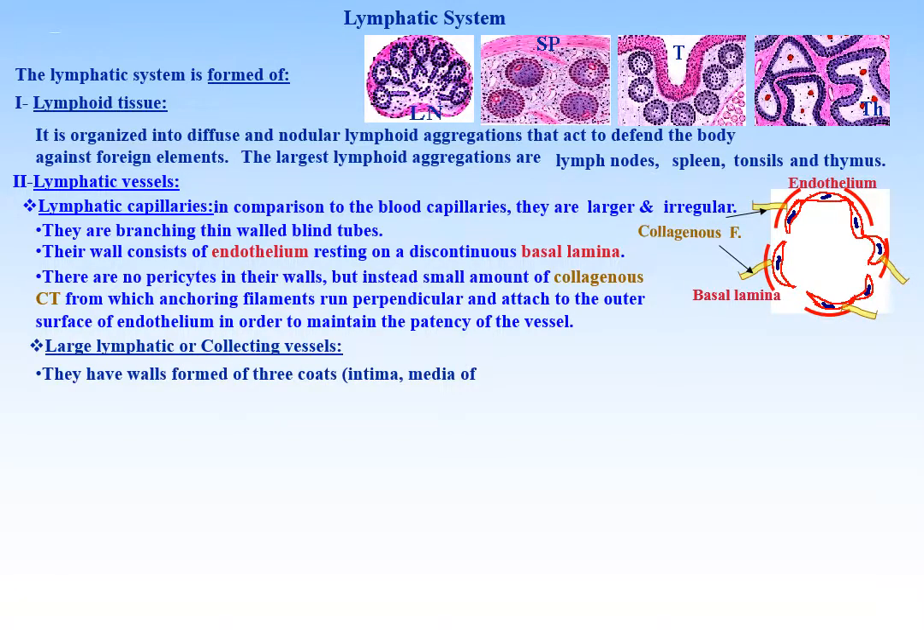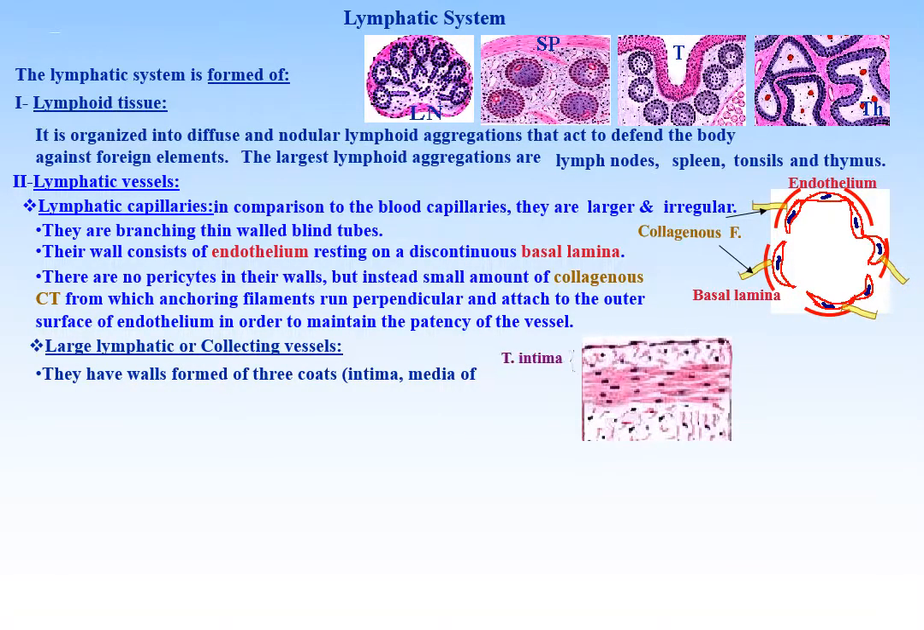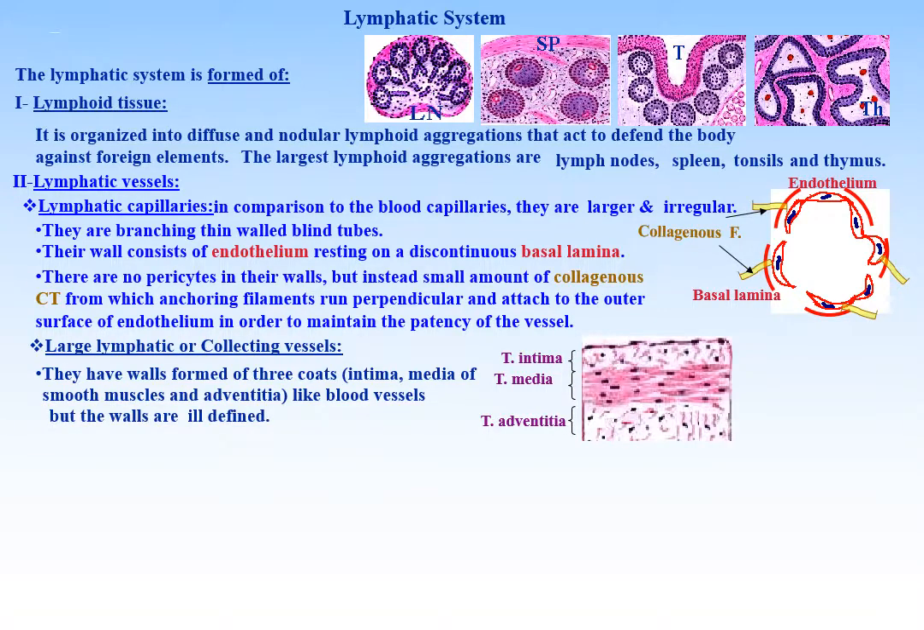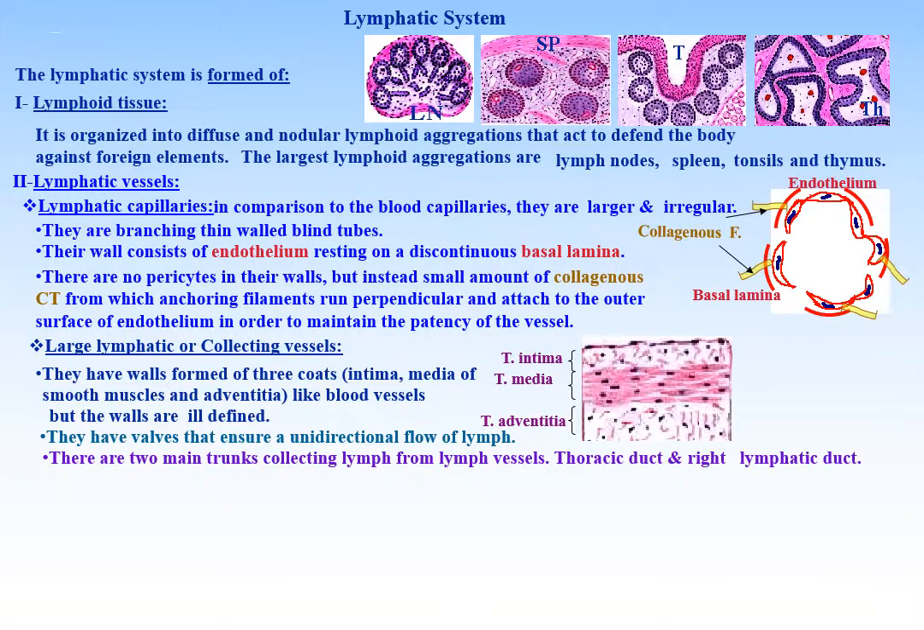the vessel. Large lymphatic or collecting vessels have walls formed of three coats: tunica intima, tunica media of smooth muscles, and tunica adventitia, like blood vessels, but these walls are ill-defined. Lymphatic vessels have valves, which are numerous and closer together. They are important to ensure a uniform directional flow of the lymph.